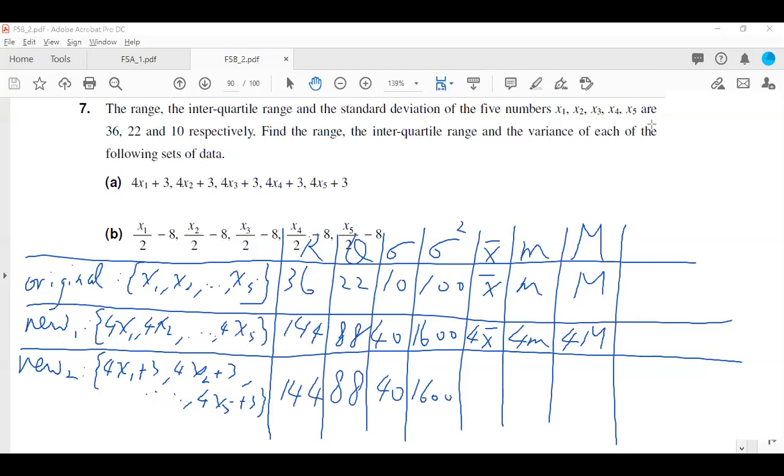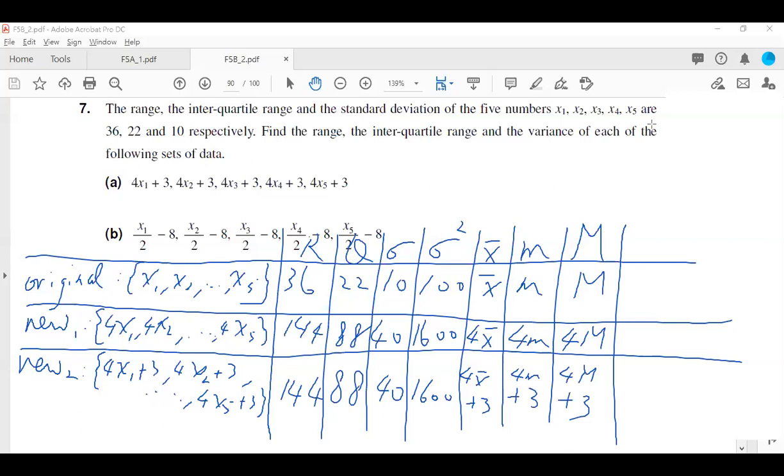Okay, but for the central tendency, that is the x bar, m, and capital M, if we add 3 to each of the datum, then these 3 things will have the corresponding change. Okay, we'll have the same change. So the new mean is 4 times x bar plus 3. And then the new median will be 4 times small m plus 3. And the new mode will be 4 times capital M plus 3. Okay, so that will be like this.